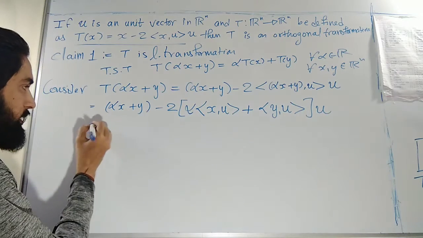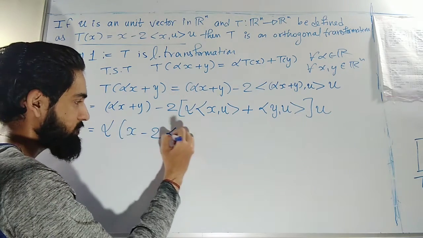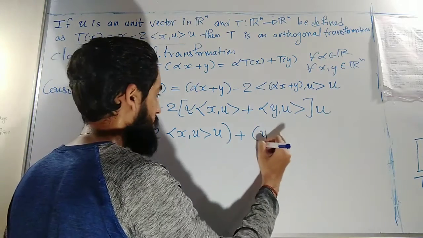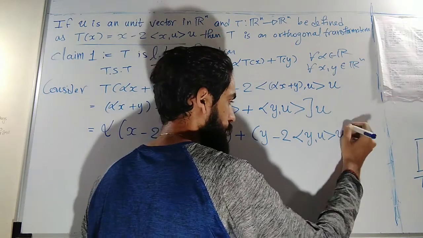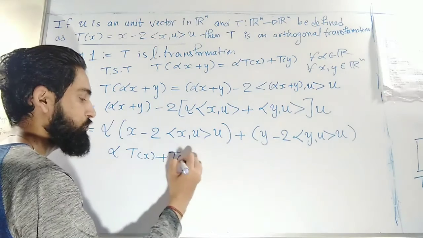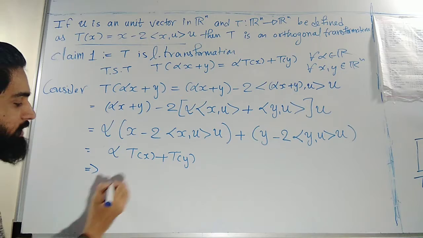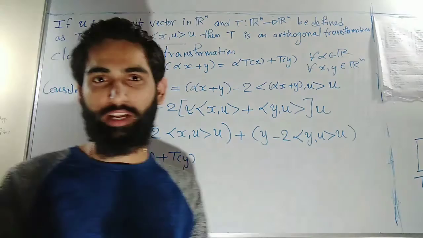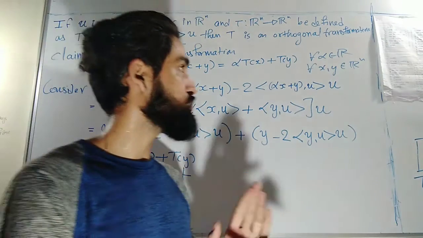If I separate it in a particular pattern, I will get alpha times x minus 2 times inner product of x comma u times u, plus y minus 2 times inner product of y comma u times u. That will be nothing but alpha times T of x plus T of y. So this implies T is a linear transformation, or a linear operator, since it starts from Rn and ends at Rn. So we proved it is a linear transformation or a linear operator.